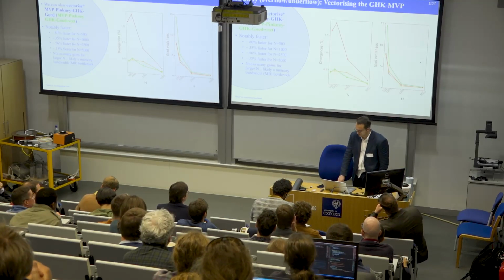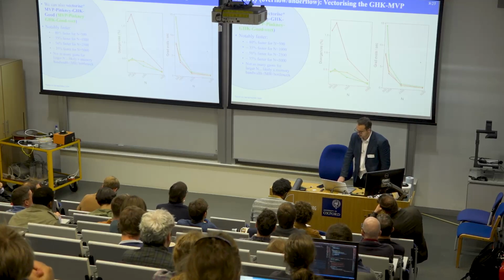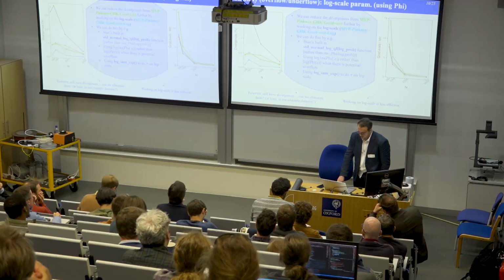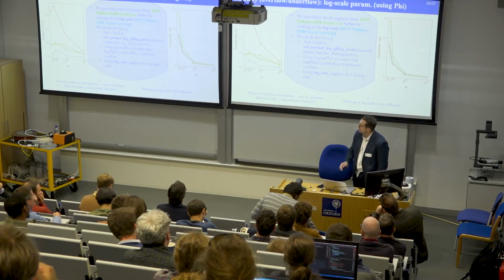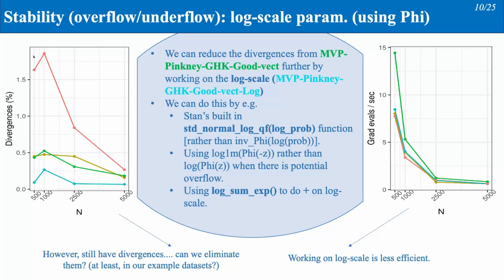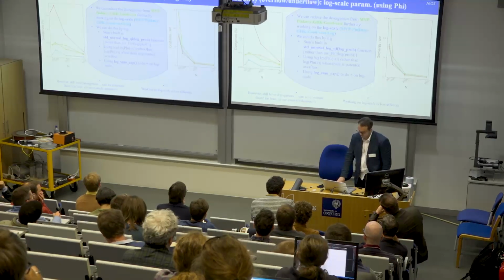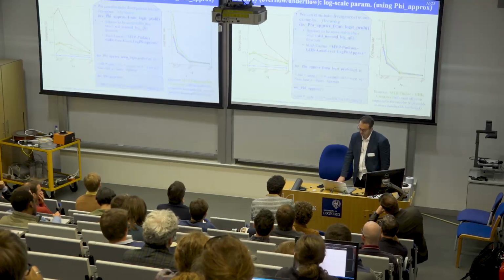Not dramatically, but sort of between 30 and 80-ish%. Doesn't improve divergence issue, obviously, because it's still the same model. Working on the log scale does, though. With the log likelihood function, you can just work on the log scale as much as possible. For example, using the standard normal log QF function, which inputs the log probability rather than the probability, like using phi or phi approx does, CDF of standard normal. And your output's still on the probability level. So the blue line is that model, so it's much lower divergences, but less efficiency, because there's more computation.